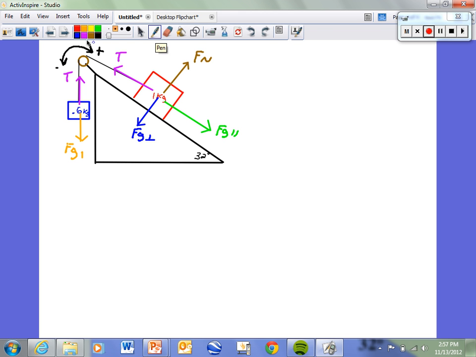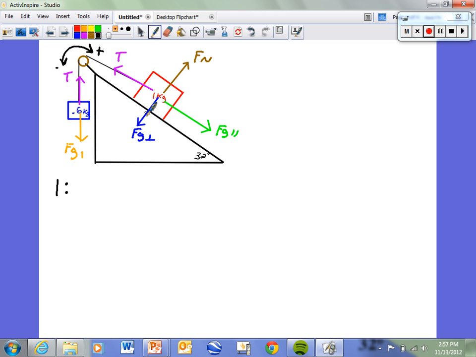Step 2 is finding my directions. I'm going to say if the system moves clockwise, it's in the positive direction, and counterclockwise, it's in the negative direction. From here, just like the Atwood machine problem, we have to do an equation for each block. Since this block is going up or down the ramp, we're going to just do the x direction, and this block can only move up or down, so that's the only direction we're worried about. I'm going to call the hanging block block 1 and the block on the ramp block 2.